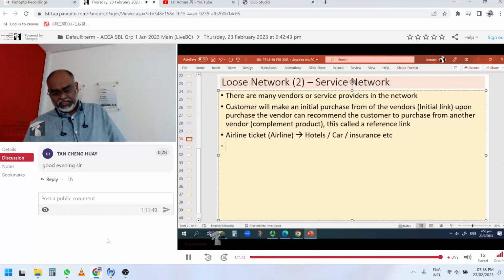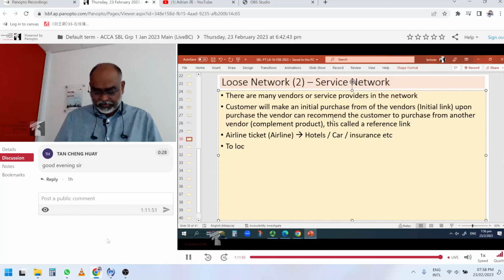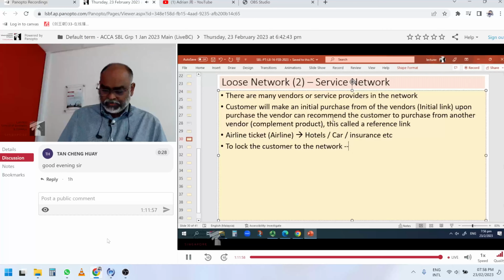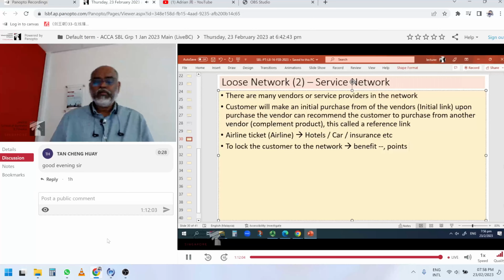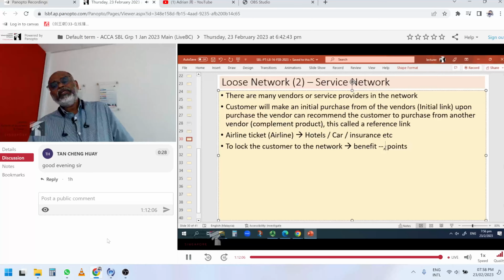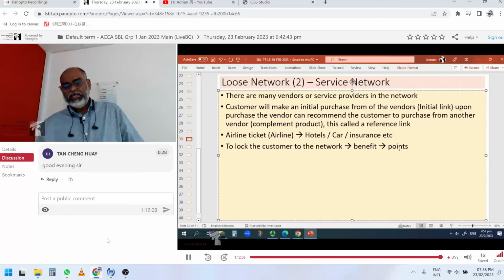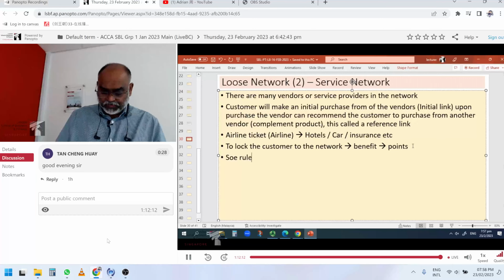Okay, the objective here is to lock the customer to the network. So what is the benefit for the customer? The benefit is the customer gets points, right or not? Normally they say the network has got no regulation, but of course the network will have some rules to govern service quality.